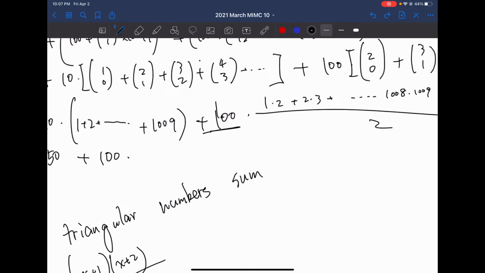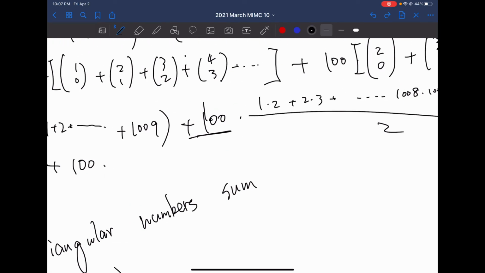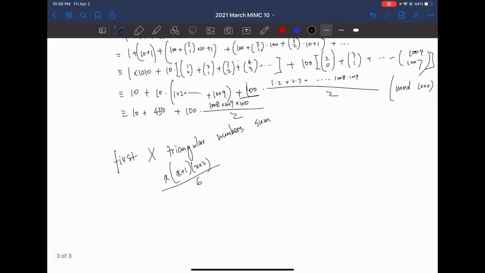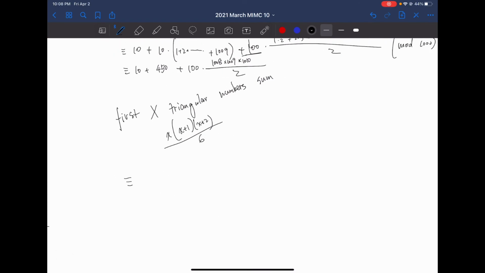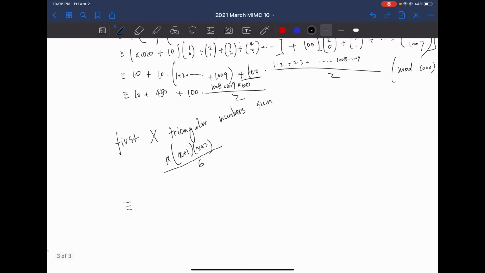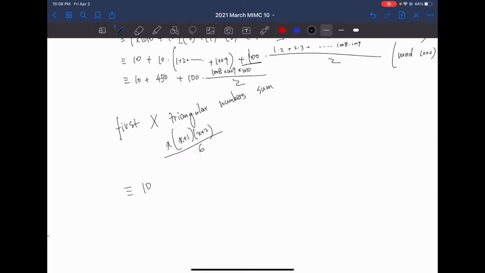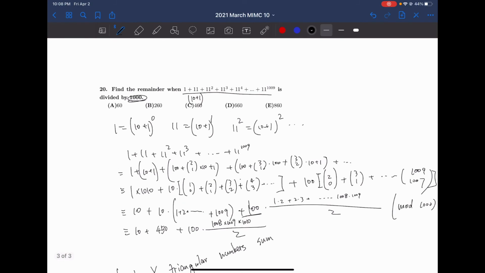Therefore, it would be 1008 times 1009 times 1010 all over 6. And simplifying that, we can get that it is actually 0 mod 1000. So 10 plus 450 plus 0 mod 1000. So that would be 460 mod 1000, or our answer choice C.